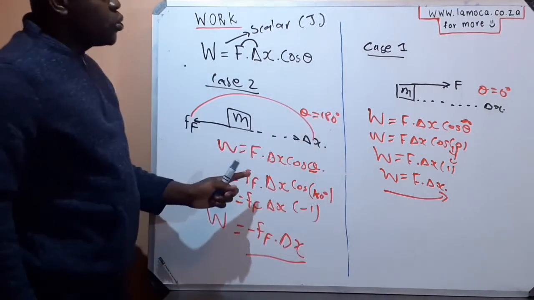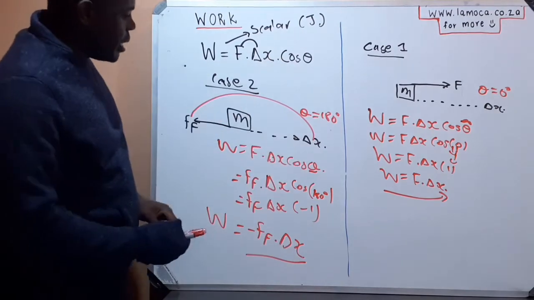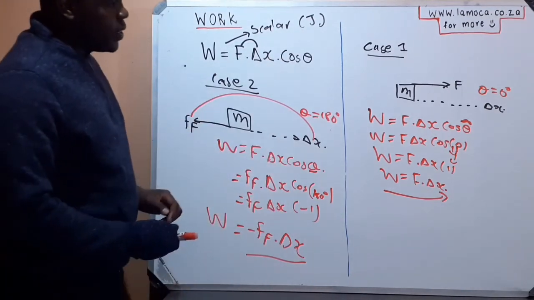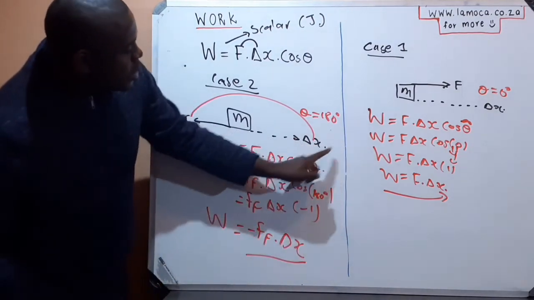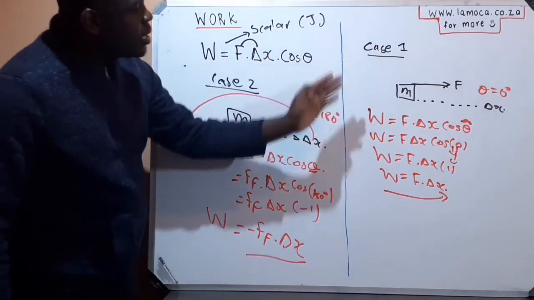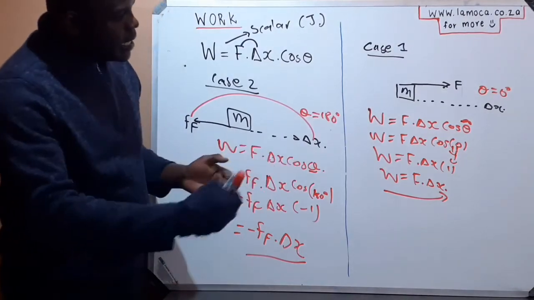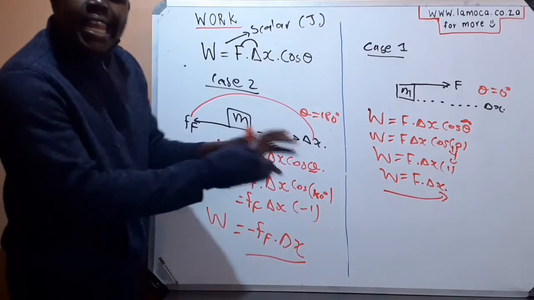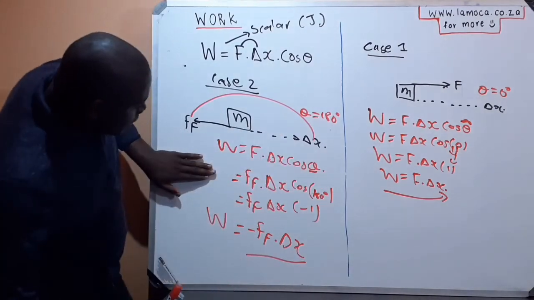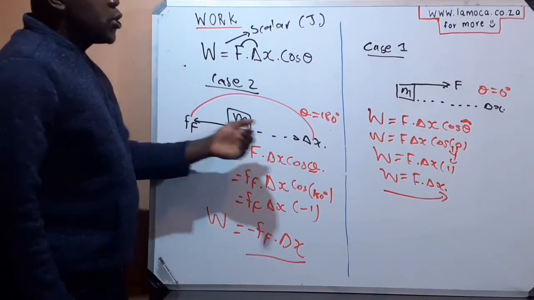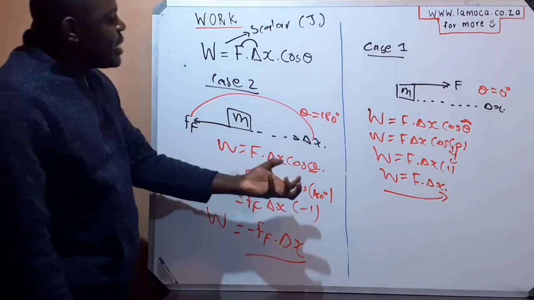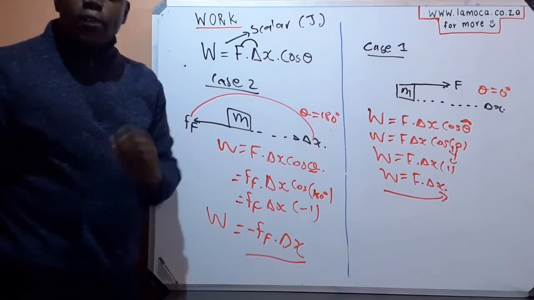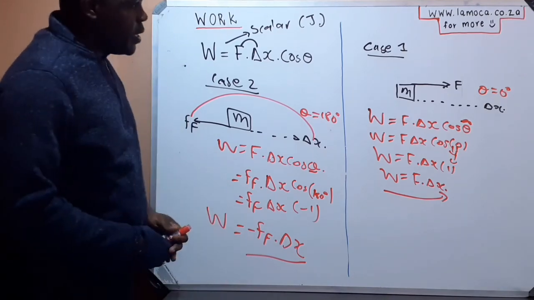So case 1 and case 2, very different, but we are using the same thing. So this one is doing negative work. It means it's taking energy out of the system. So what is the conclusion between these two cases? This force, if it's in the same direction as the displacement of the object, is always going to do positive work. It's putting energy into the system. But this one is in the opposite direction, so it's trying to slow down the object. It means it's taking out energy from the system. That's why we said work is the transfer of energy into or out of a system.